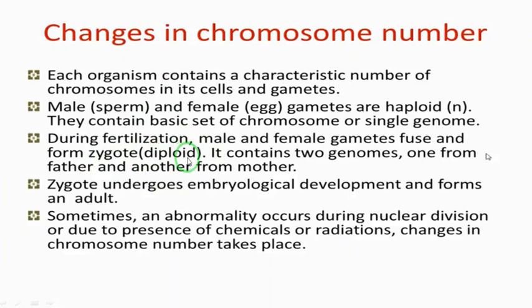The zygote is diploid, 2n. It contains two genomes, one from father and another from mother. The zygote undergoes embryological development and forms an adult. Sometimes an abnormality occurs during nuclear division, or due to the presence of chemicals or radiations, and changes in chromosome number take place.